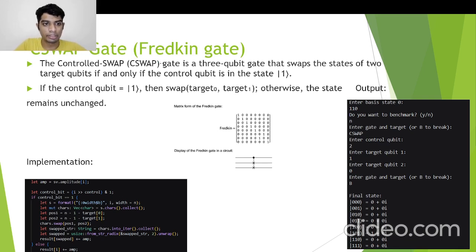The CSWAP gate swaps the two target qubits whenever the control qubit is 1. This is the corresponding implementation and the matrix to represent the CSWAP gate.